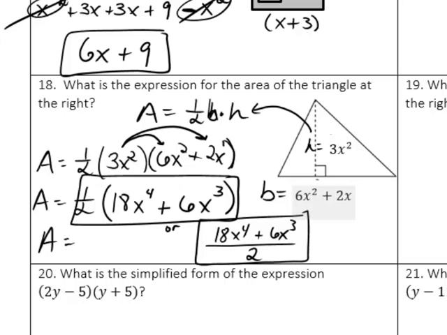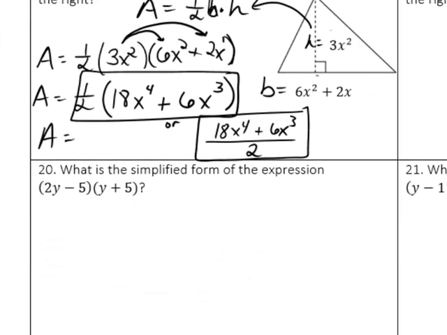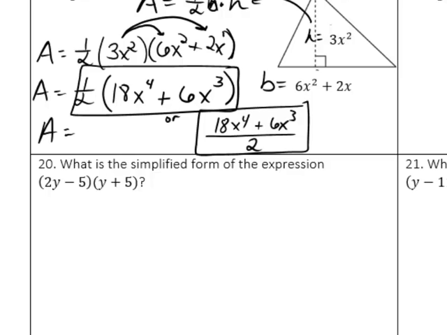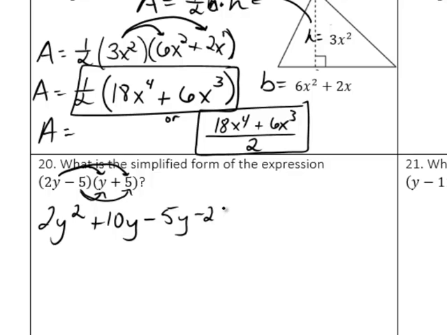Okay. And now, ending with an easy one. 20. What is the simplified form of the expression 2y minus 5 times y plus 5? So, box method or distribution method. Okay, I'll do distributive, you do whatever you want. 2y times y is 2y squared. 2y times 5 is 10y. Negative 5 times y is negative 5y. Negative 5 times 5 is negative 25.